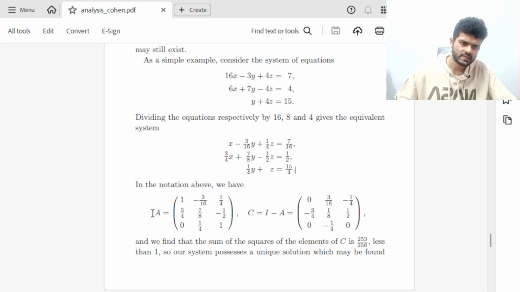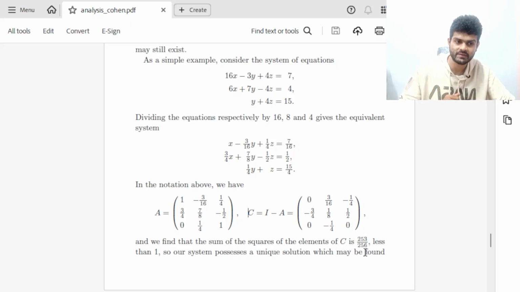What they have done is construct the matrix A from the system, and then make a new matrix C, which is I minus A. Now, the technique is to look at the sum of squares of the elements of matrix C. Sum of squares of these coefficients of matrix C.